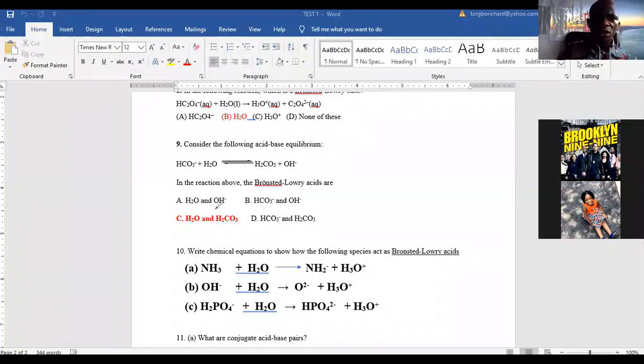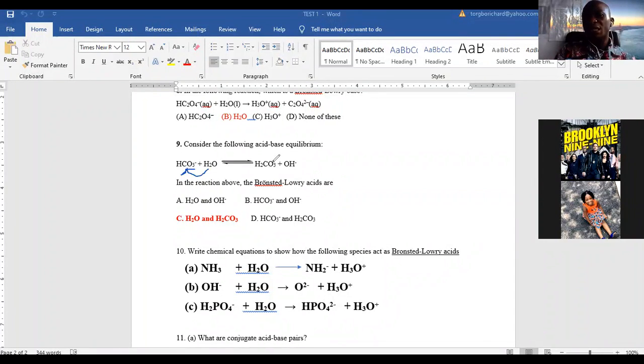How do I know? Because it is obvious that in the forward reaction, water is donating a proton to the bicarbonate ion. That's the only way by which water will then become OH minus, because one hydrogen has left it. And that's the only way by which the bicarbonate ion will now become carbonic acid. So water is one of the acids.